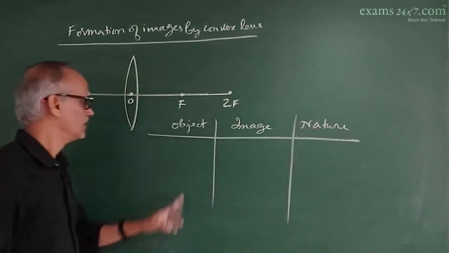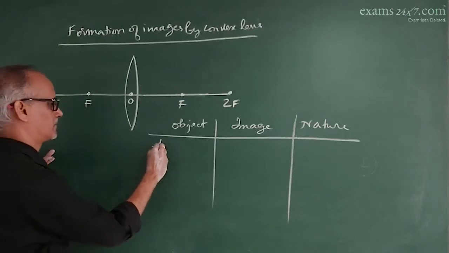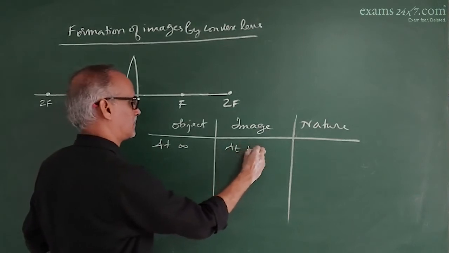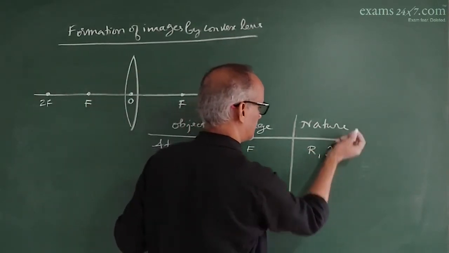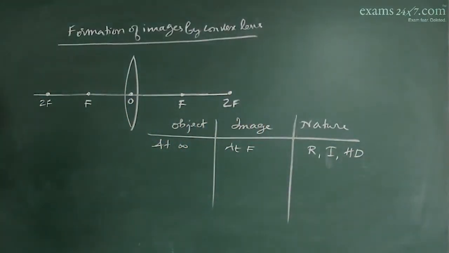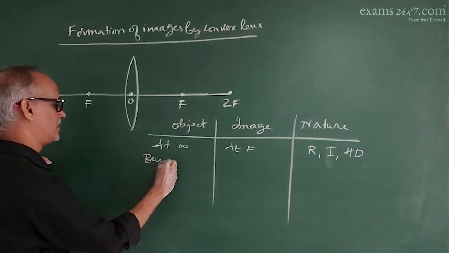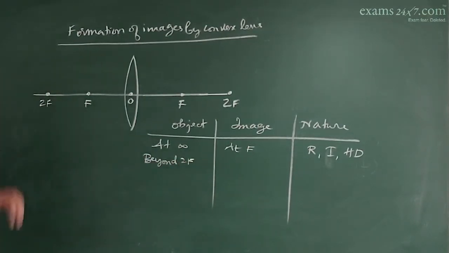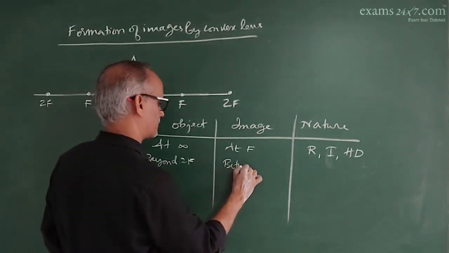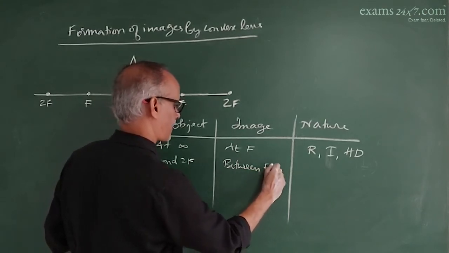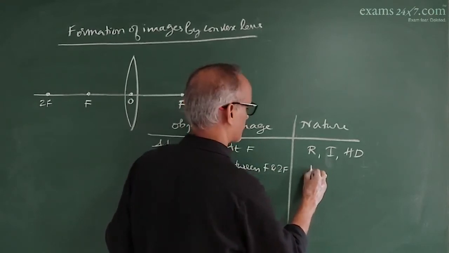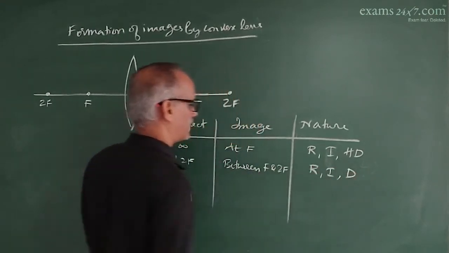When the object is placed at infinity, the image will be formed at f, and it's real, inverted, and a highly diminished image. And when placed beyond 2f, the image will be formed between f and 2f. The nature of the image is real, inverted, and diminished.